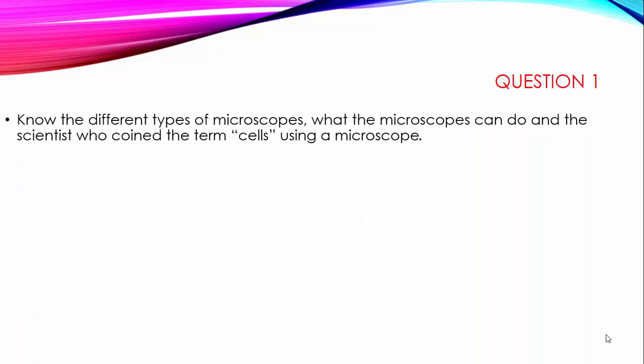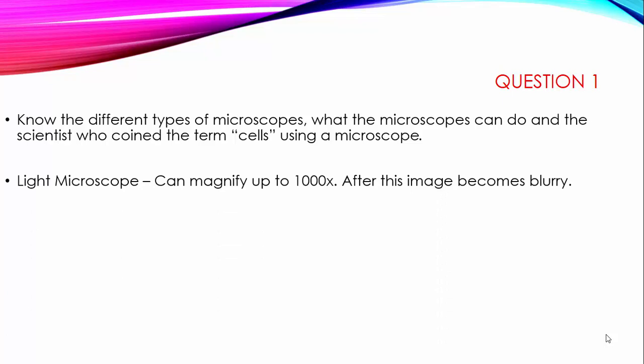So let's get started. Question number 1: note the different types of microscopes, what the microscopes can do, and the scientist who coined the term cells uses a microscope. Well, there is a light microscope, which can magnify up to about 1,000 times. Remember, after this, the image becomes blurry. And Robert Hooke coined the term cells, and we'll be going over the other microscopes shortly.